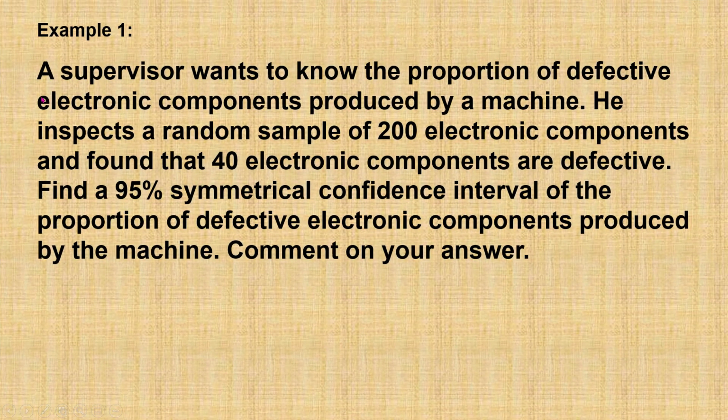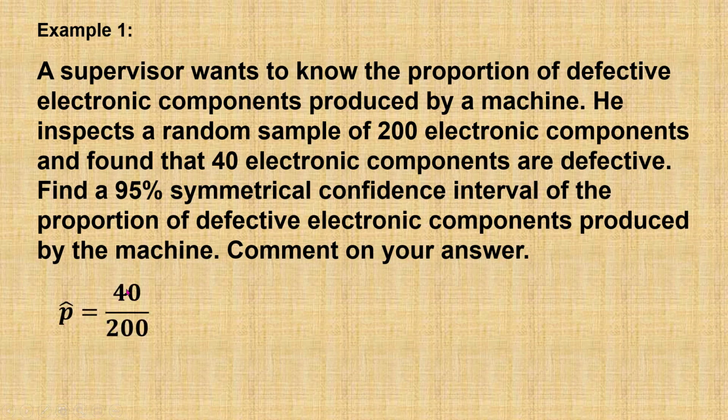Now we proceed to the example. A supervisor wants to know the proportion of defective electronic components produced by a machine. He inspects a random sample of 200 electronic components and finds that 40 electronic components are defective. Find a 95% symmetrical confidence interval of the proportion of defective electronic components produced by the machine. Comment on your answer. So first I'm going to find the sample proportion, that is p hat.